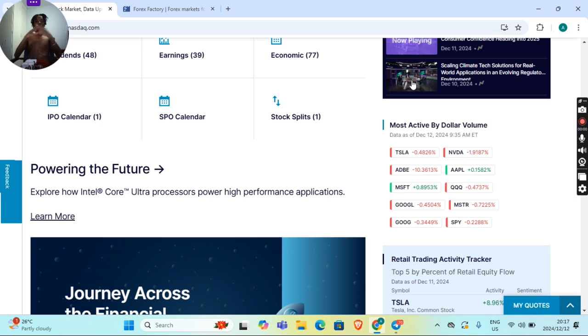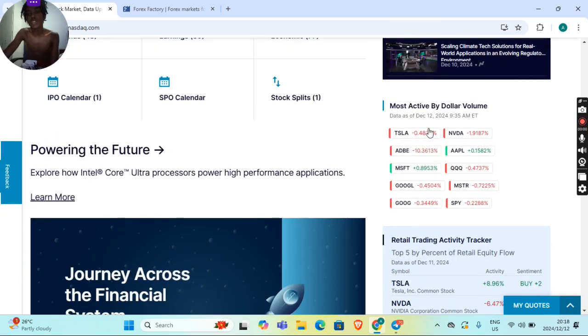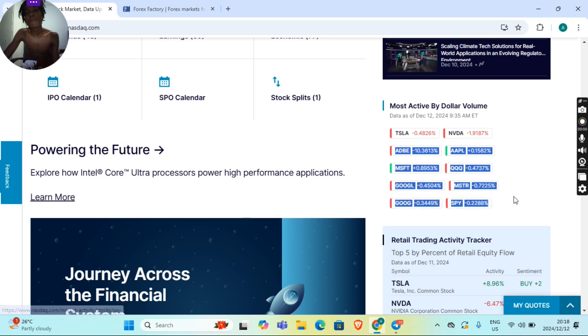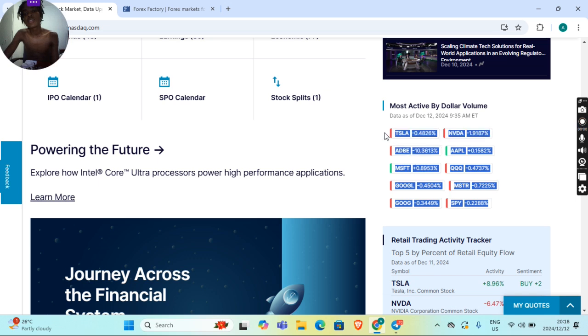And basically, what do you do? Literally just search nasdaq.com. First things first, search nasdaq.com. Once you're on nasdaq.com, scroll down until you see this most active by dollar volume. It's going to show you the ones that move the most, the companies of the Nasdaq that did the most damage, that did the most movement. And as you can see, we had a bearish release. You should be checking this literally at 1628, 1629.